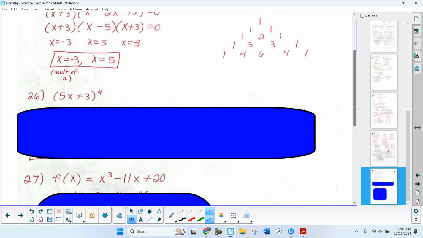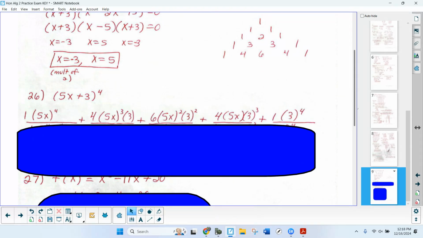Okay, how many 3's at the beginning? 0. How many 3's next? 1. How many next? 2. And 3, and 4. Okay, so now was the hard part. Remember, if you have 5x to the 4th, that means 5x times 5x times 5x times 5x. So it meant 5 to the 4th times x to the 4th.